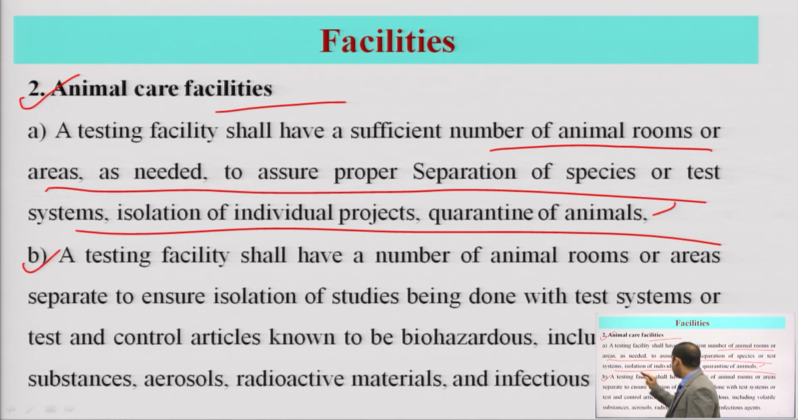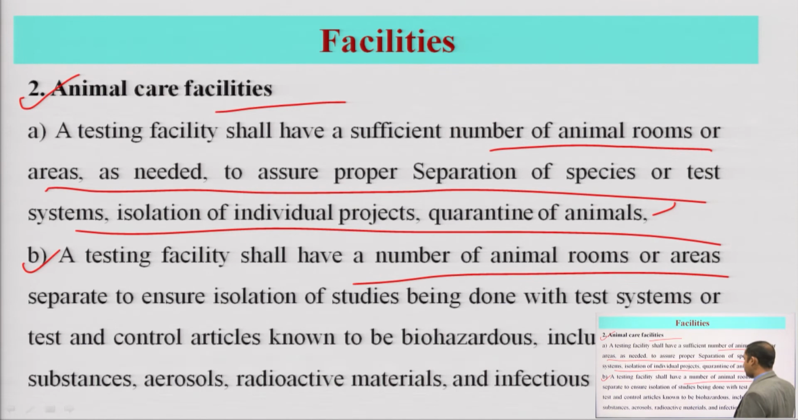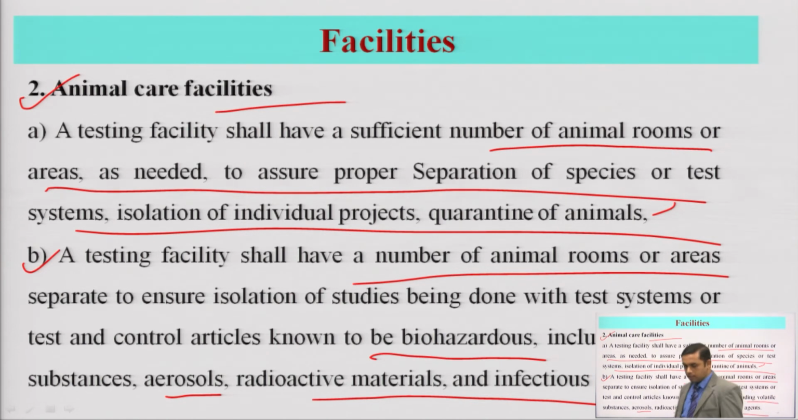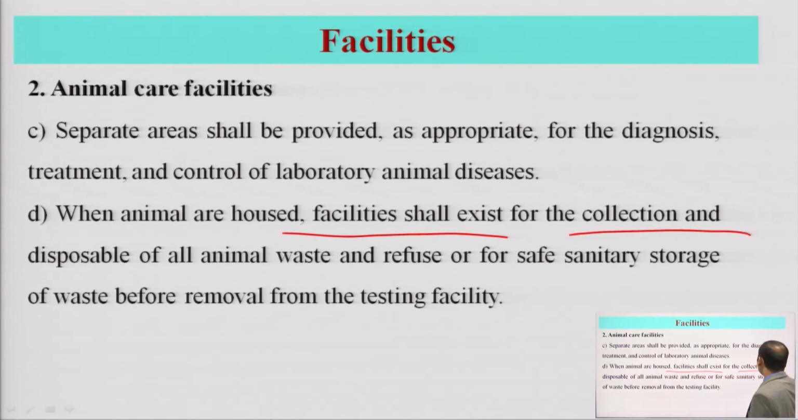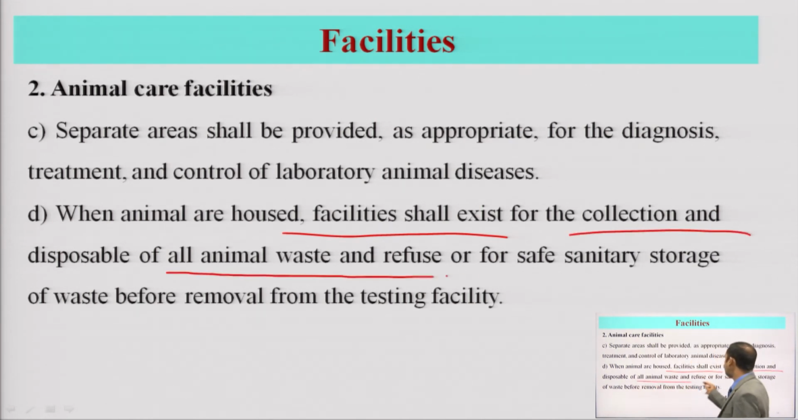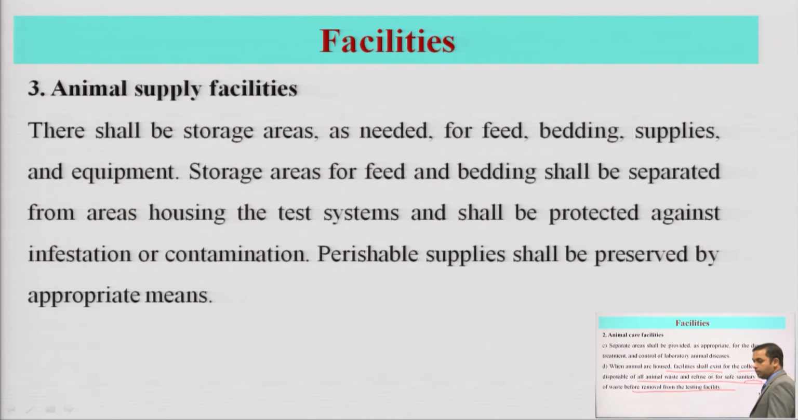A testing facility shall have a number of animal rooms, as I have already mentioned. You have to understand that if any biohazards, volatile substances, aerosols and radioactive material are present, then in that case you have to take special control. Okay, that is why isolation. Then if I tell you more, separate areas will be provided, appropriate for diagnosis, treatment and control. And when animals are housed, facilities shall exist for the collection and disposal of animal waste, and for the safe, sanitary storage of waste before removal from the testing facility.